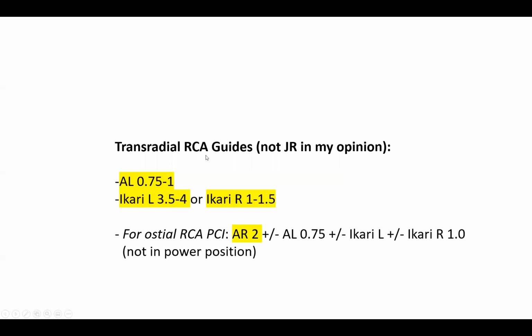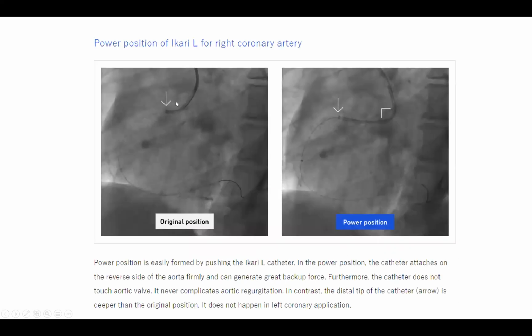So to summarize RCA guide, not the Judkins right in my position. Amplatz left 0.75 to 1 is my favorite. Ikari left or Ikari right are second favorite, one being less aggressive and less risky with the Ikari right. And those can be used in power position, especially Ikari left. You can use it in power position or in less power position for less risk.